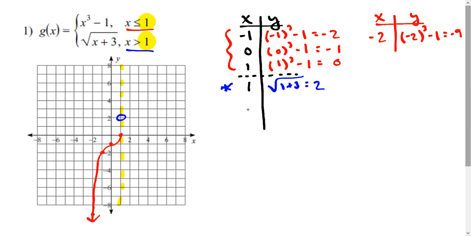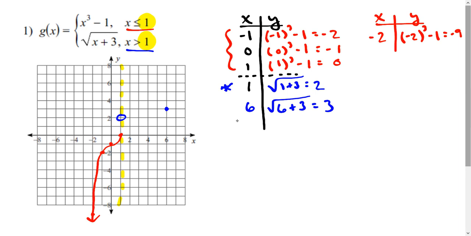The next point I want to pick, well, can I pick 2? Sure, but then I'd have to take the square root of 5. Can I pick 3? Sure, but then I'd have to take the square root of 6. So maybe I want to skip all the way to, let's say, 6. Why would I skip to 6? Well, because 6 plus 3 is 9. What's the square root of 9? 3. So it's a nice, pretty number. So I can go 1, 2, 3, 4, 5, 6, up 1, 2, 3. I've got another point right there.